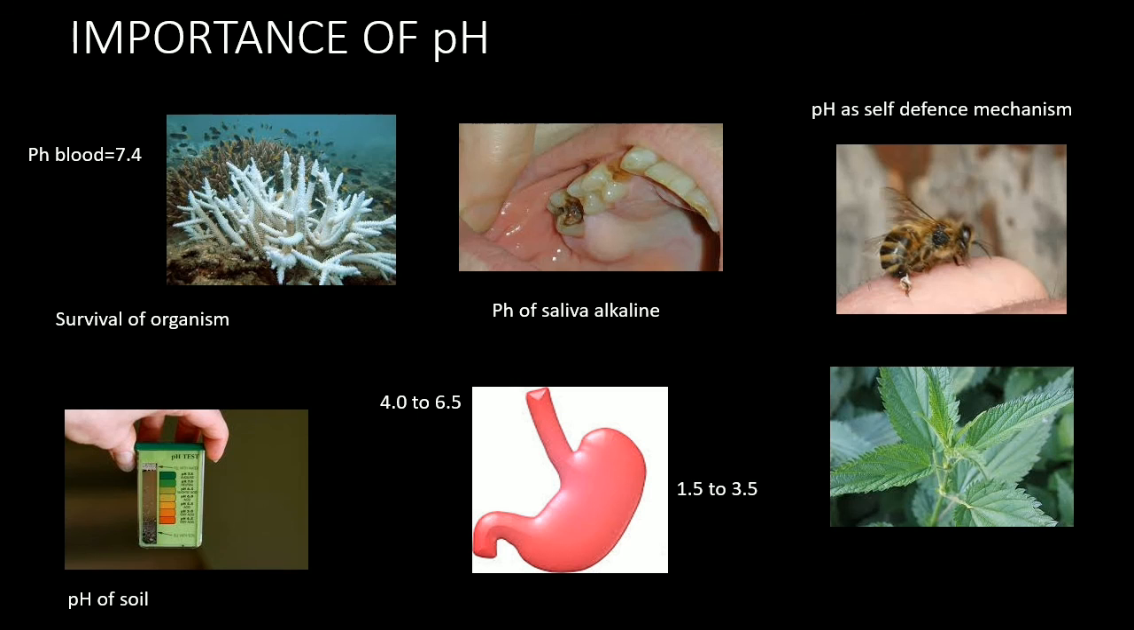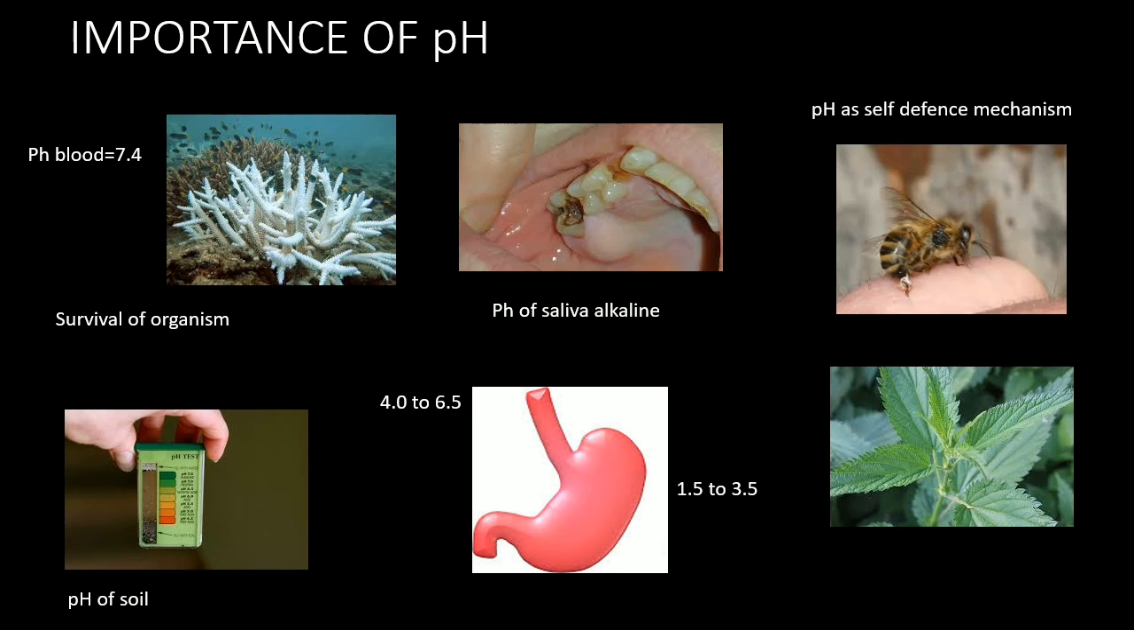The self-defense mechanism of the wasp is different. While the honeybee injects acid into your skin, the wasp injects strong bases into your skin, and that can be neutralized by vinegar. So whenever you get a sting from a wasp, you can neutralize it with vinegar. So there is a difference between the sting of a honeybee and the sting of a wasp, and both are used by these organisms as a protection, as a defense mechanism.